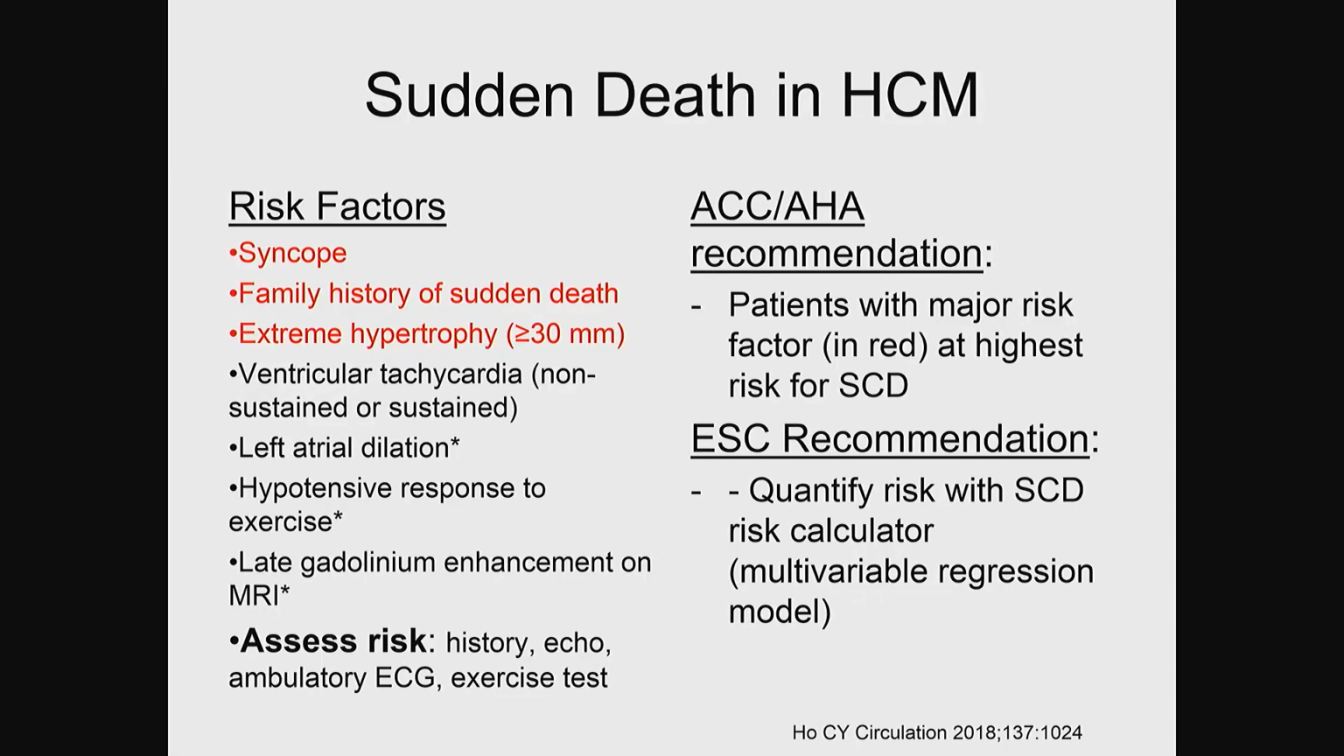A number of risk factors have been identified at predicting patients who are at increased risk for sudden death. I've highlighted in red those which have been seen in the most series and are felt to convey the highest risk. This includes a history of syncope, in particular syncope that is not vagal-mediated and has occurred within the past year. A family history of sudden death, particularly sudden death occurring at a young age in somebody who has hypertrophic cardiomyopathy, and in patients with extreme hypertrophy or maximal wall thickness in excess of 30 millimeters.